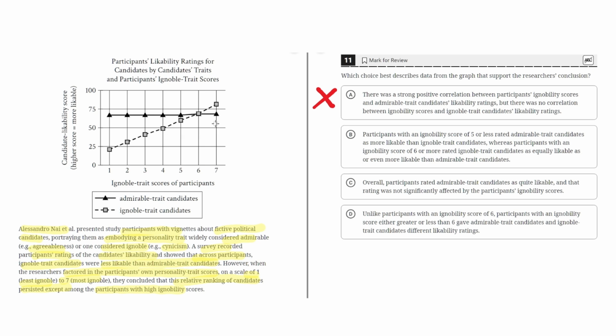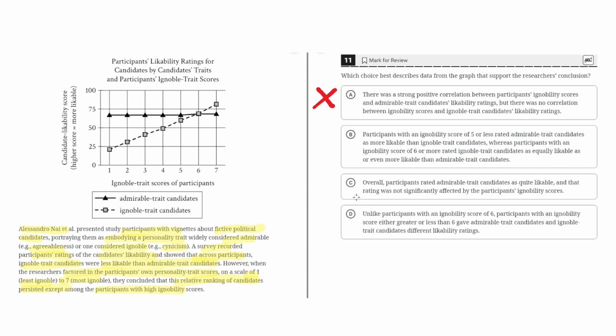So we can clearly see here that the participants with a high ignobility score of 6 or more like the ignoble trait candidates equally or more than the admirable trait candidates. This is true because looking at 6 here, we can clearly see that the rating comparing the admirable to the ignoble is about equal, and afterwards it's greater for the ignoble rather than the admirable. And then we can clearly see that from 1 to 5, they were rated lesser. So now with this, we can clearly see that B seems to be the correct answer.